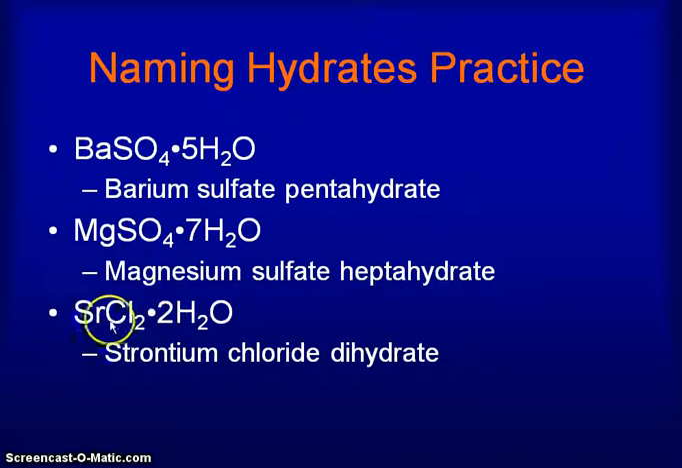And then this one down here, this is a binary ionic compound that has some water with it. So we have strontium chloride dihydrate. So I would expect you to be able to take one of these formulas and write a name from that, or do the opposite. Take the name and write the formula from that name.